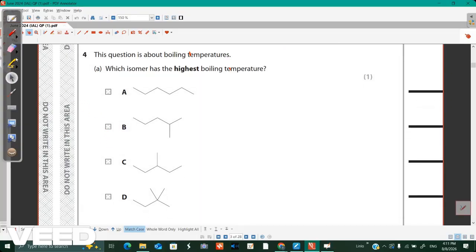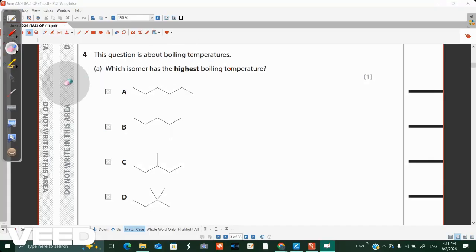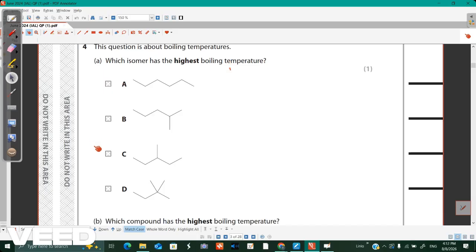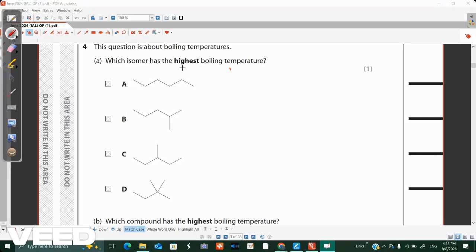This question is about boiling temperatures. Which isomer has the highest boiling temperature? Highest boiling temperature means stronger intermolecular interactions. So stronger intermolecular interactions means all these are hydrocarbons. So in hydrocarbons, the only intermolecular interaction force is ID-ID, right? Or induced dipole and instantaneous dipole. ID-ID forces are strongest when it is branched more.